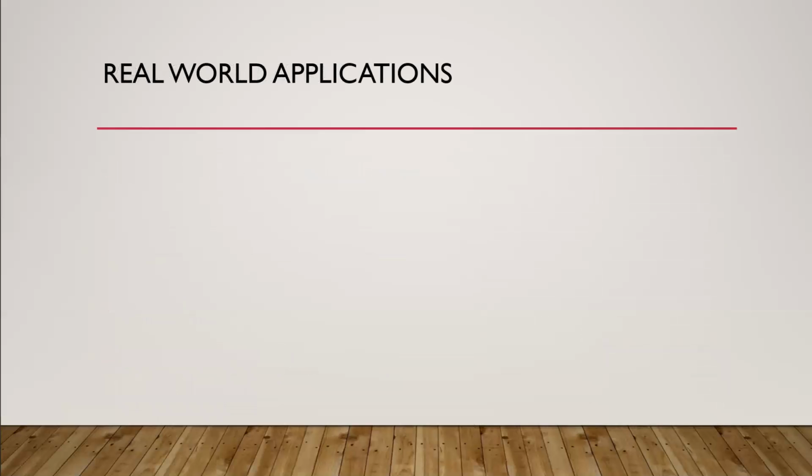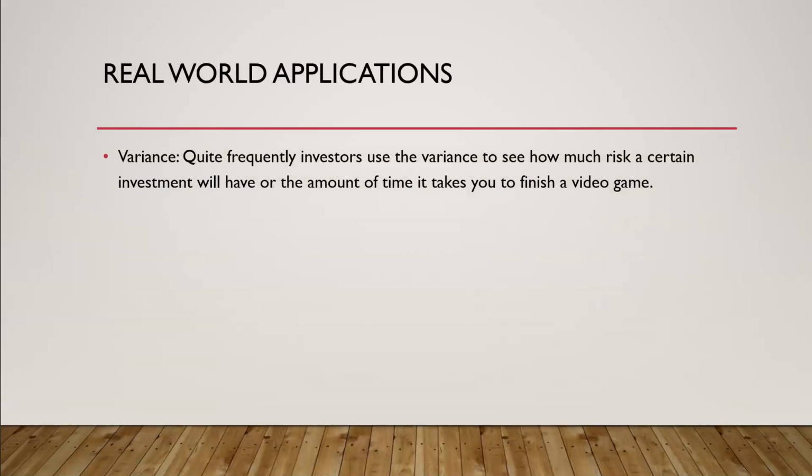So why is this useful, and what are some real-world applications? The variance is pretty useful. A lot of people look at stocks when they think about variance, to see how much risk a certain investment has. You could also do your own calculations for variance. Let's say, for example, you play a video game and you want to see how long it takes you to finish it and how much you vary in hours.